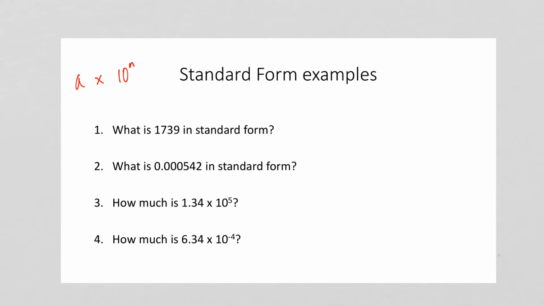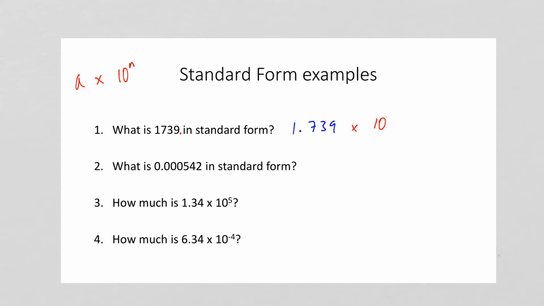Let's start with the first question here. What is 1,739 in standard form? Well, we know that it's going to take the form a times 10 to the n. Our a has to be a number between 1 and 10. In this case, it's going to be 1.739. We know that it's going to be multiplied by 10. All we need to do is figure out what power it's going to be, and for that we're going to count how many times we've moved the decimal place.